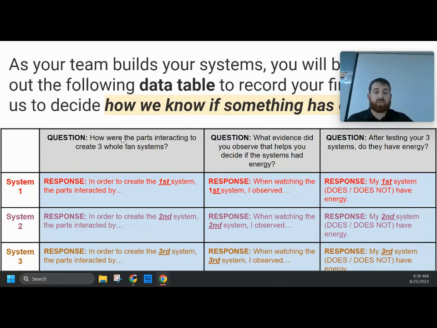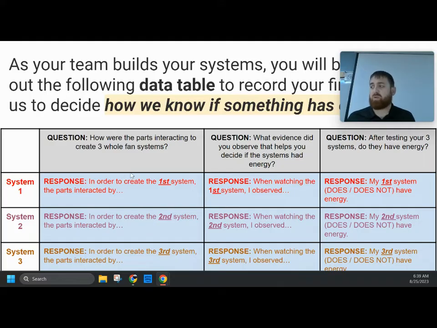The first question is, how were the parts interacting to create your whole fan system? So in order to create the first system, the parts interacted by, this is where you tell me, how did you build it? How did you put it together? What was connected to what to create your system of interacting parts that created the whole?